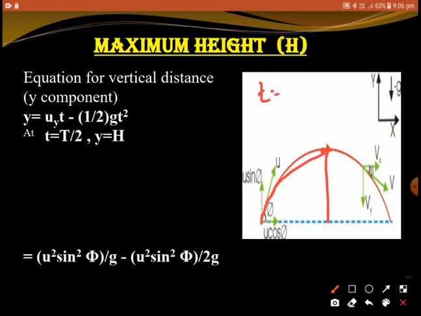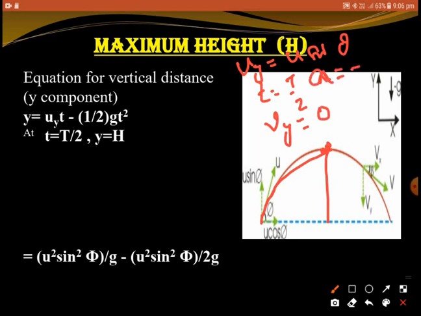Your time will be equal to T by 2, right? Your uy will be equal to u sine theta. vy at that peak point will be equal to 0. Your acceleration will be taken as minus g, this should also be ay. And your vertical distance y will be equal to h. So after putting all those things in, s is equal to ut plus half at square.